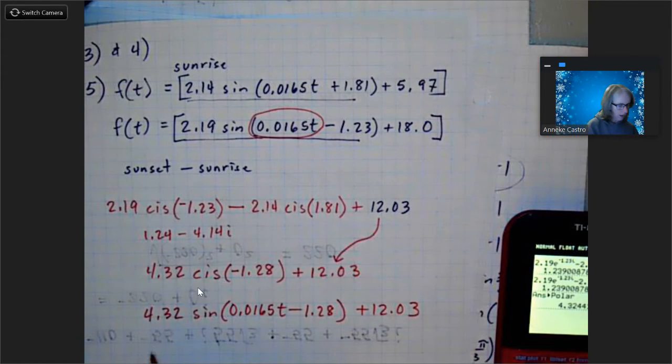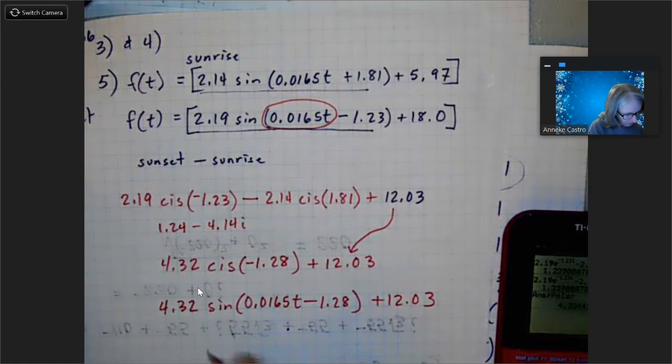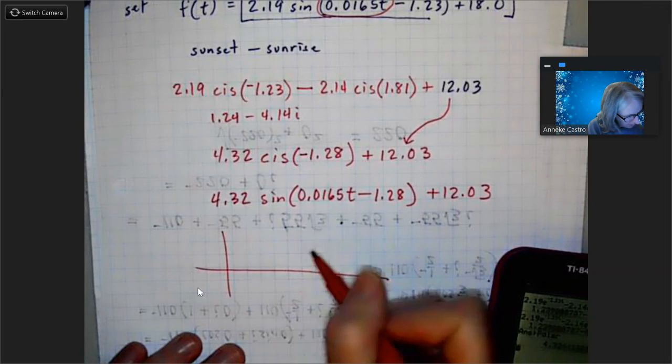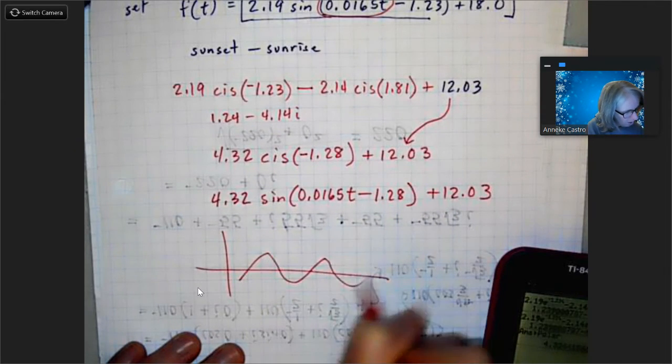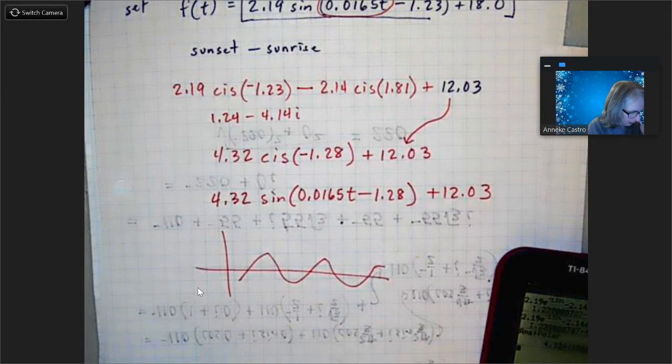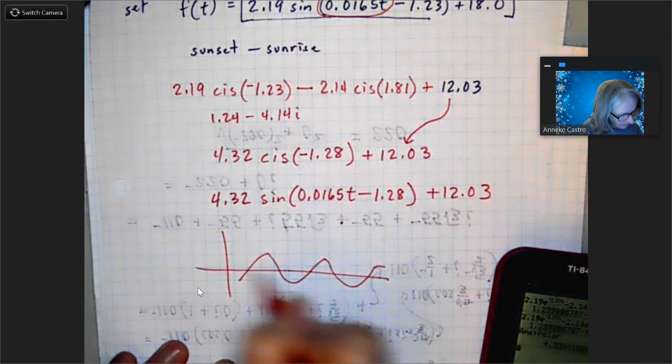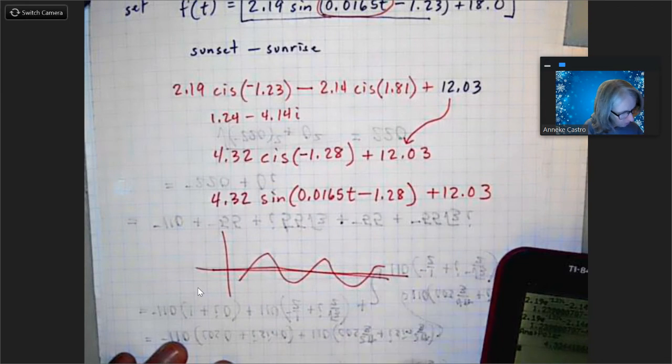All right, so this is a sine function, right? So if I were to graph this, it's going to have a phase shift, so it's not going to start here. And it's going to be moved up 12.03. So my principal axis that splits it, this is going to actually be my principal axis.